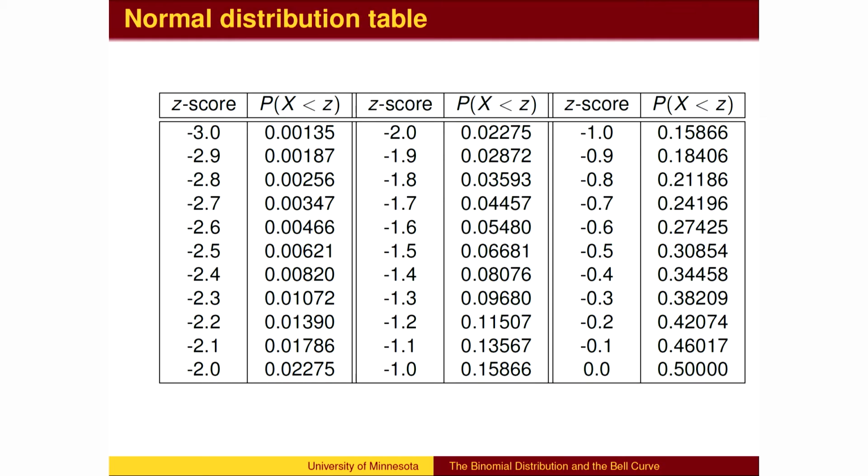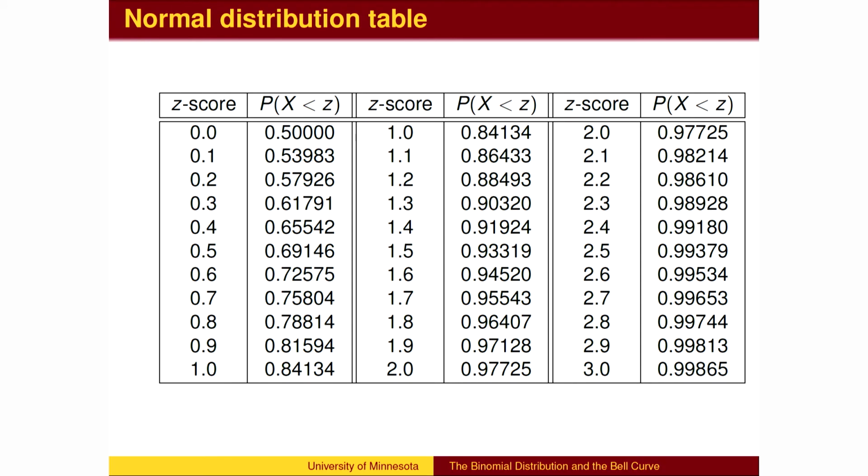Many sources have tables for the standard normal distribution. To each z-score is associated the probability that a randomly chosen member of the population is below that z-score. For example, 2.275% of the population is below a z-score of -2. As we would expect, the fraction of the population that is below z equals 0, which is the fraction of the population below average, is a half.